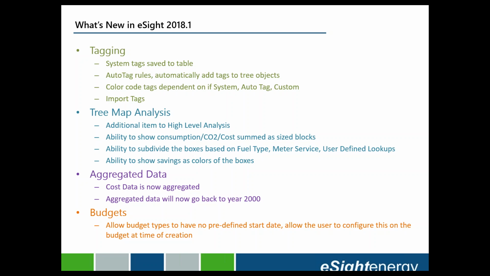When you're viewing the tree map analysis, you can then subdivide those boxes based on field type, meter service, and a couple of other ones as well.